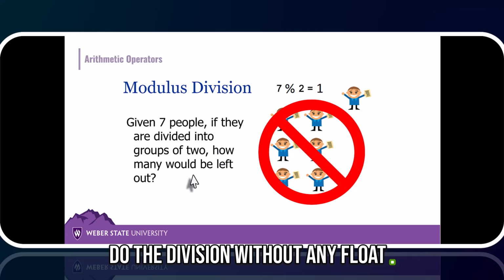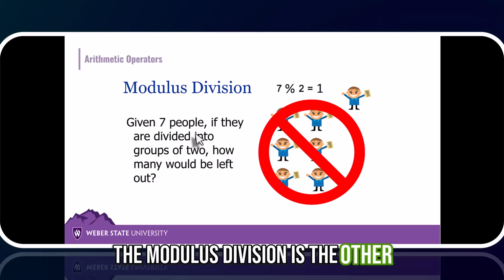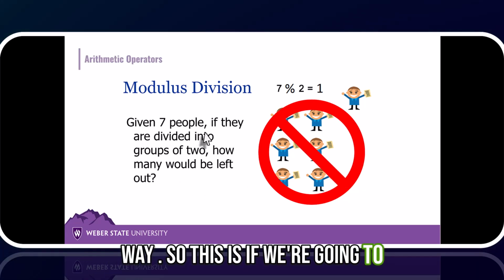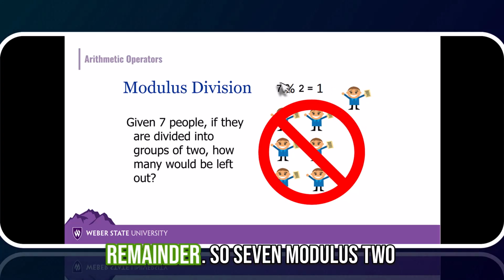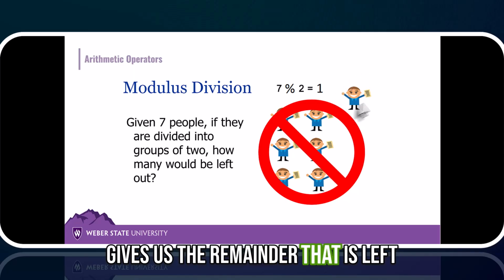The modulus division is the other way. So this is if we're going to divide 7 by 2, we'll have a remainder. So 7 modulus 2 gives us the remainder that is left.